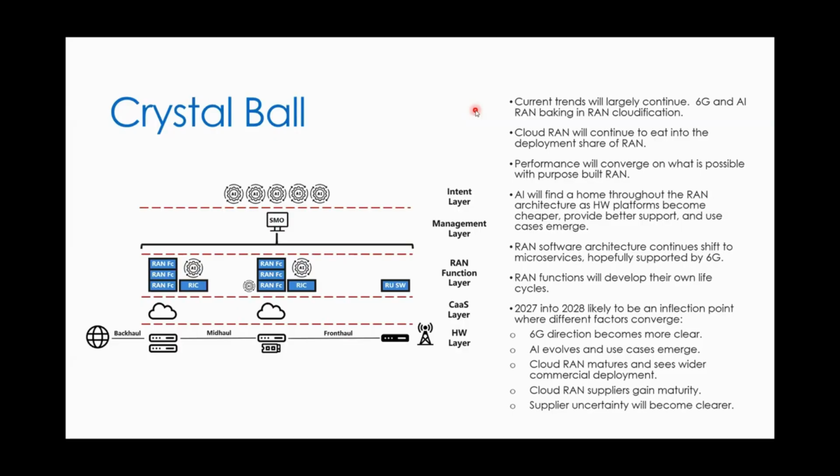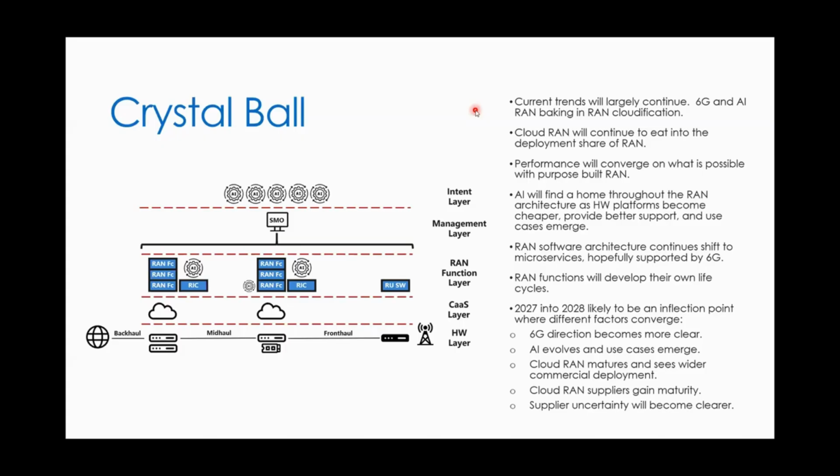I think despite the uncertainty, AI is going to find a home in the RAN architecture. As the hardware gets cheaper and better supported, and the use cases become clearer, I suspect there are going to be applications that do make sense to live on the RAN.